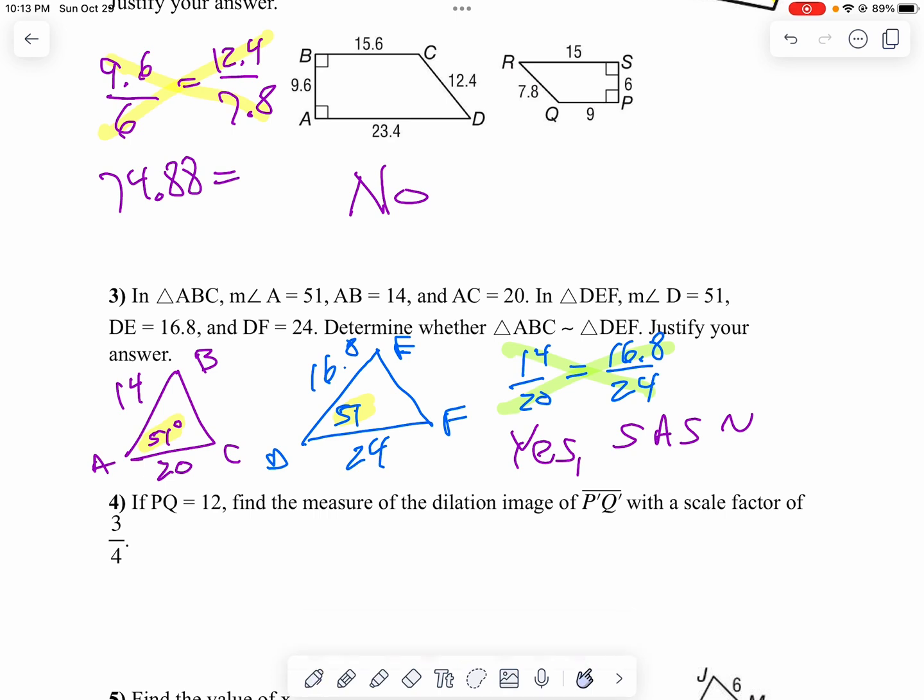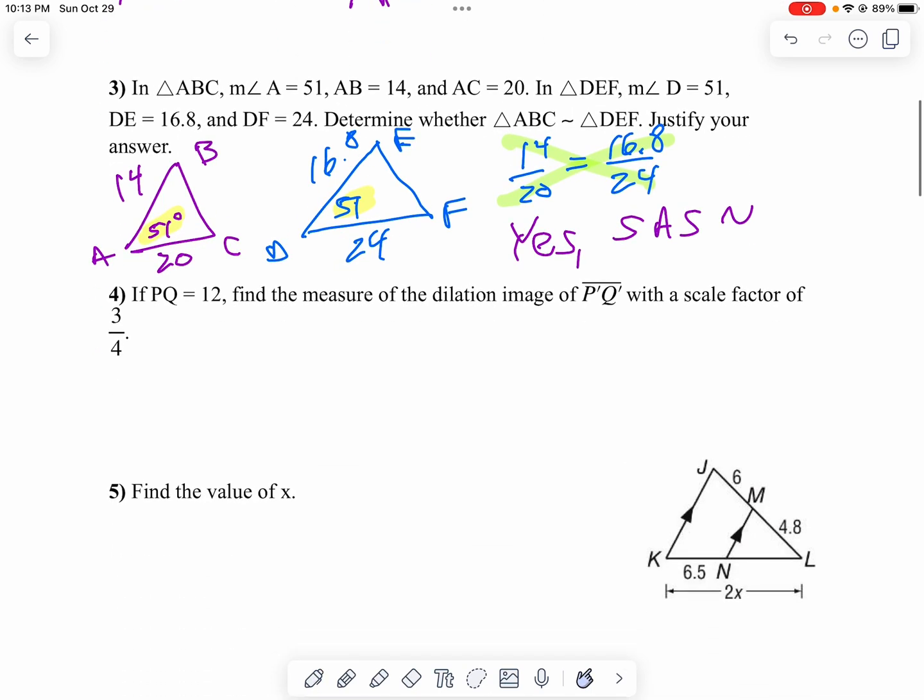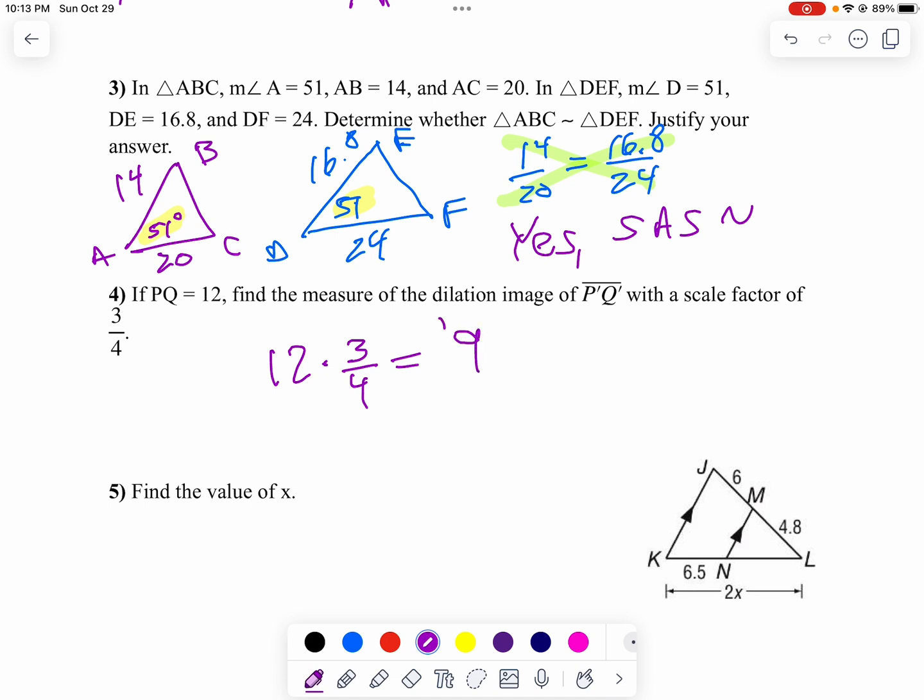Now, let's take a look at question 4. We're told PQ is 12. I want to find the measure of the dilation, P prime Q prime, with a scale factor of 3/4. Well, in other words, we're just going to say 12 times 3/4. 12 times 3/4 is 9.